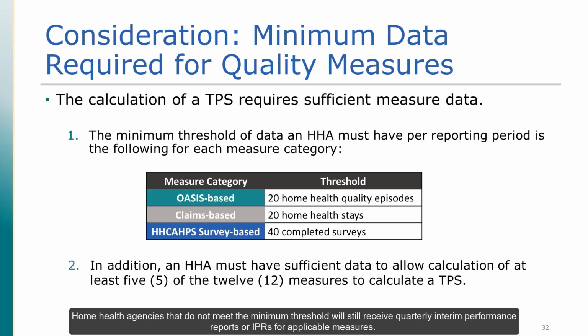Home health agencies that do not meet the minimum threshold will still receive quarterly interim performance reports, or IPRs, for applicable measures. And home health agencies will continue to have opportunities to receive a total performance score and be subject to a payment adjustment in the future.